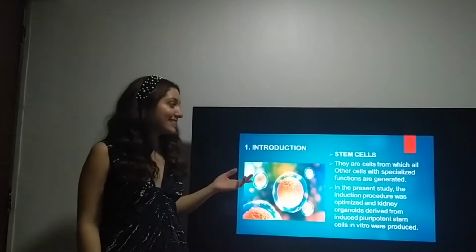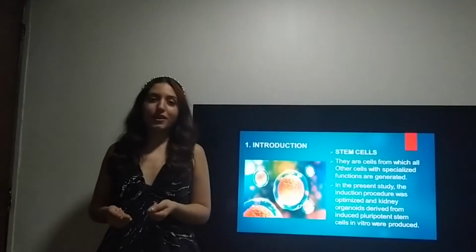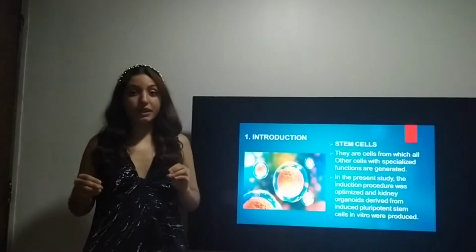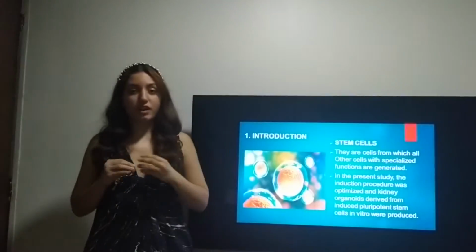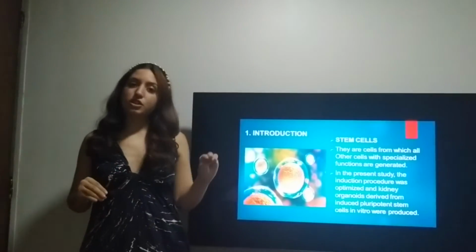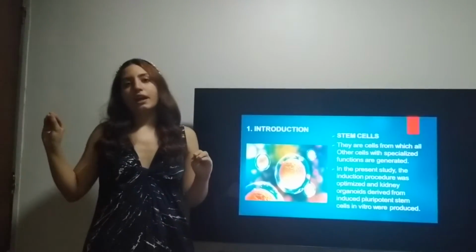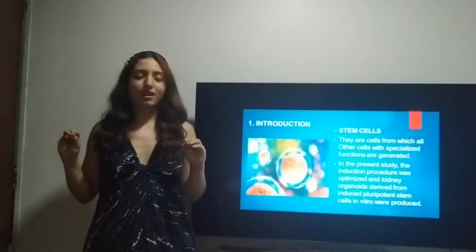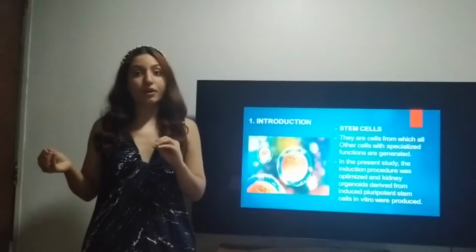So, the stem cells are the cells from which all other cells that have specialized functions are generated. The stem cell divides and gives some new stem cells or daughter cells, and these ones will turn into tissue or organs.